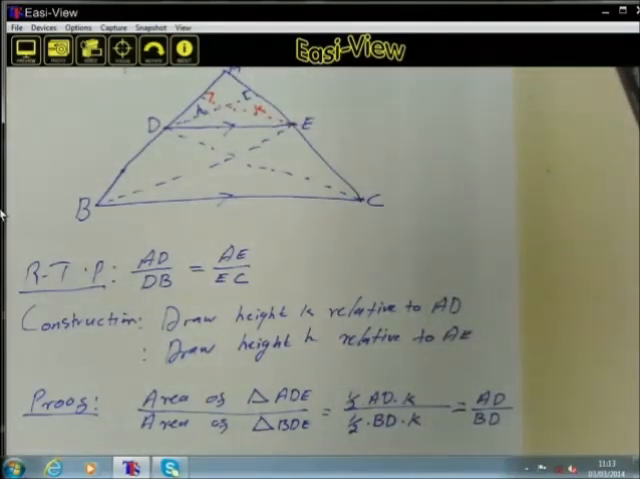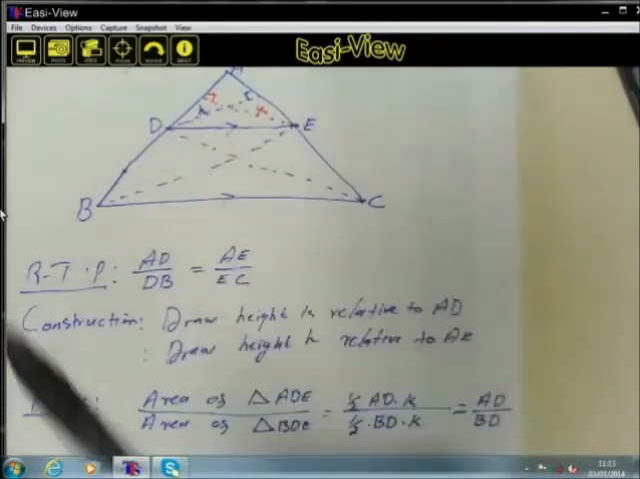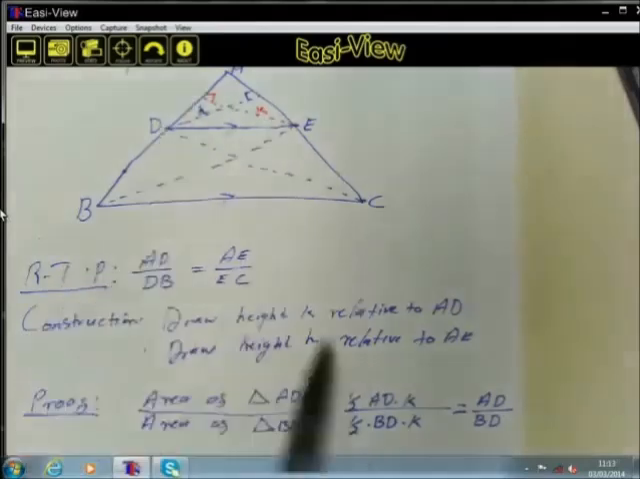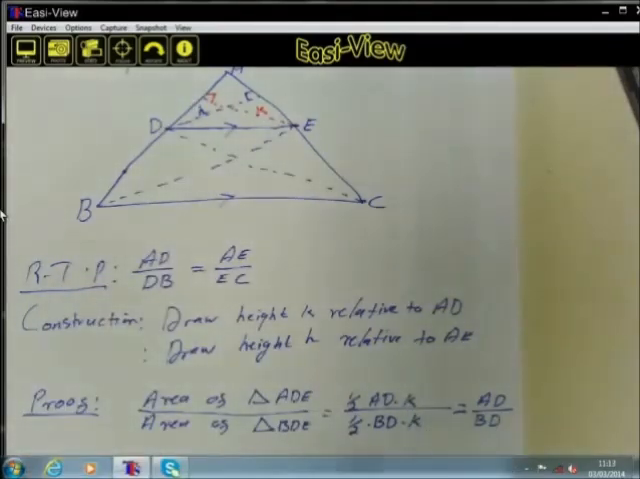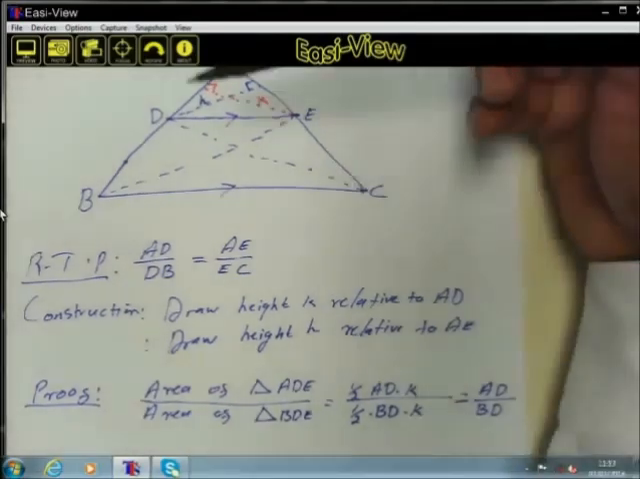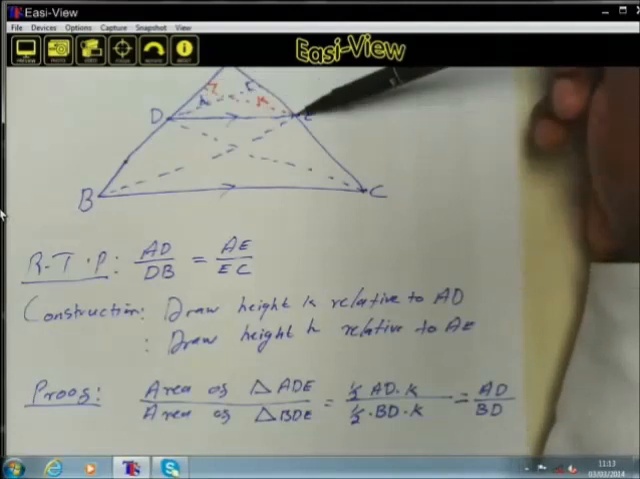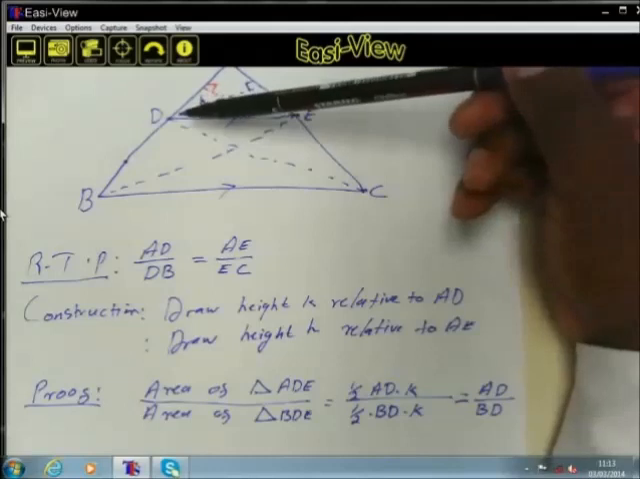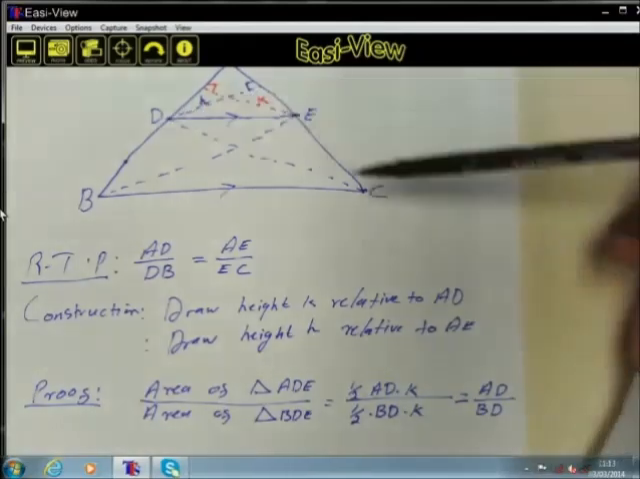In other words, the area of triangle ADE divided by the area of triangle BDE gives you AD over BD. You remember why? Because half will cancel half, and they've got the same height, which is K. So K will cancel K, and we are only left with AD over BD. Let's carry on again. Let's come to the very same triangle ADE, but now we'll be comparing it to triangle DEC.